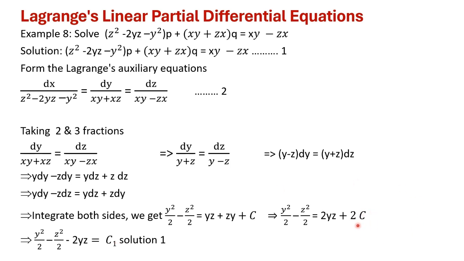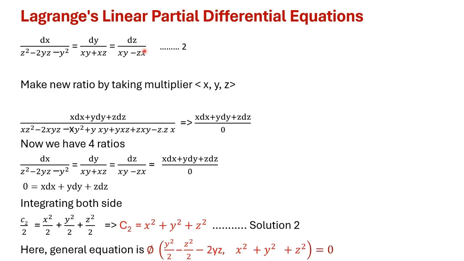We can call this, which is also constant, as another constant c1. So this is our required solution. Now we got solution 1. Now we have to find solution 2.